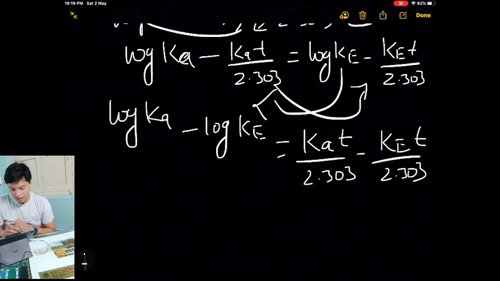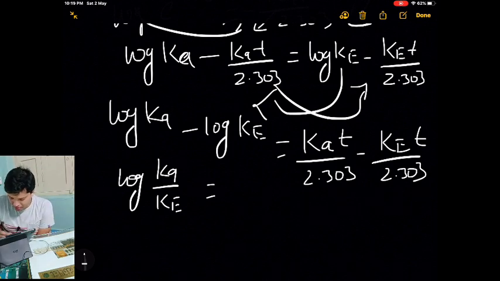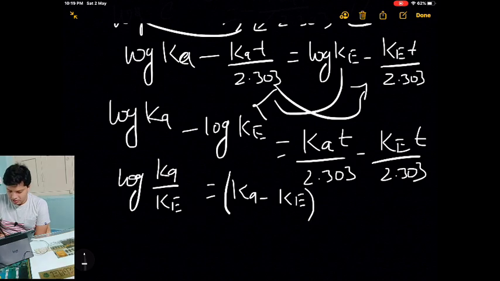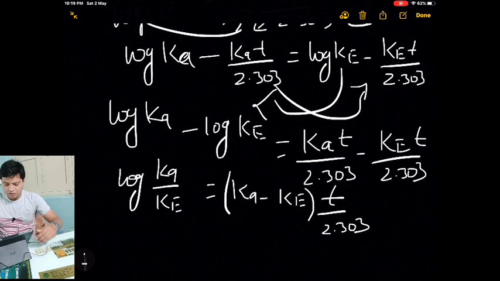What is log ka minus log ke? Log a minus log b is log a by b. So I will directly write log ka by ke is equal to, in this the common part is t, so (ka minus ke) into t by 2.303. Taking the common part out, now send this side and solve the equation for time.